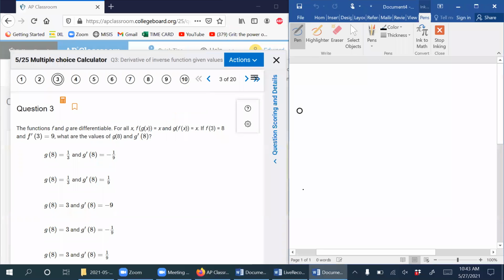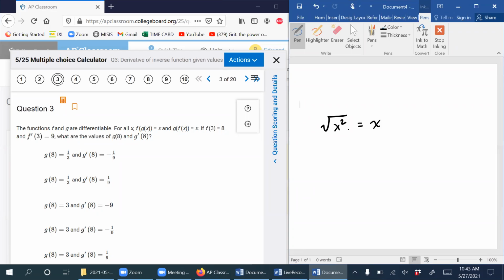All right, so the functions f and g are differentiable. For all x, f of g of x is equal to x, okay? And g of f of x is equal to x. So the idea here is, whenever you see stuff like this, it's what we call inverses. They cancel each other. For example, if I say the square root of x squared, this becomes x, right? The square and the square root cancel out. So this is the idea in general of what we're talking about.